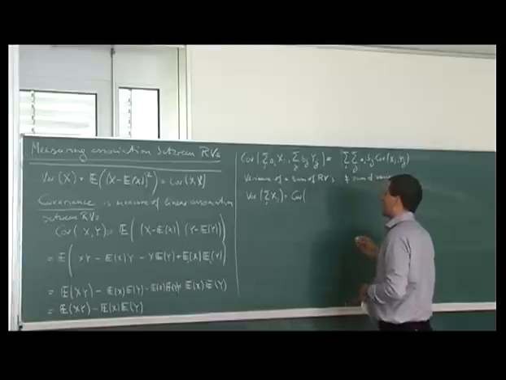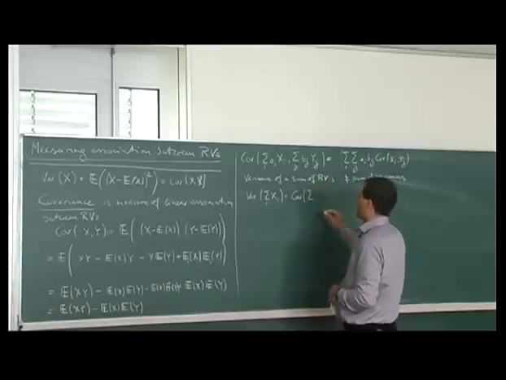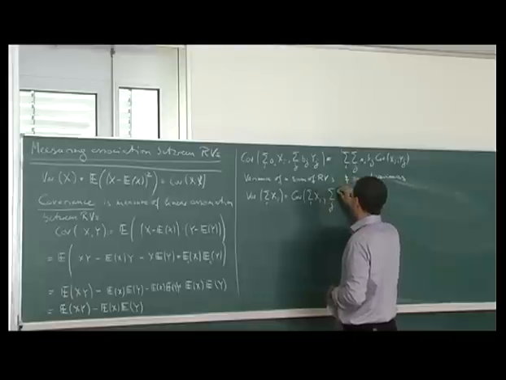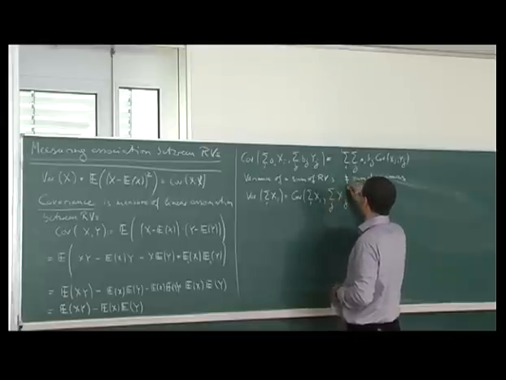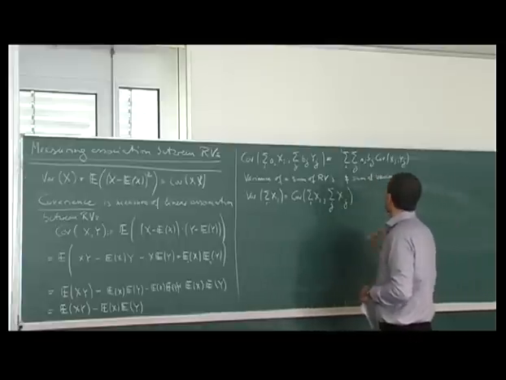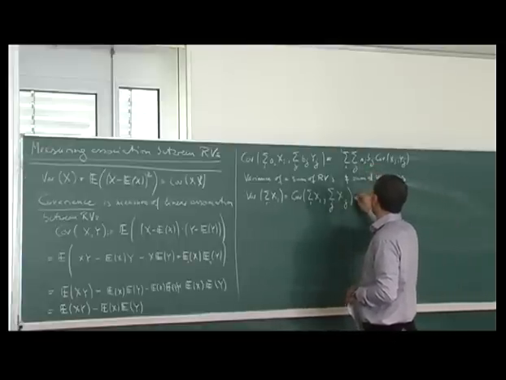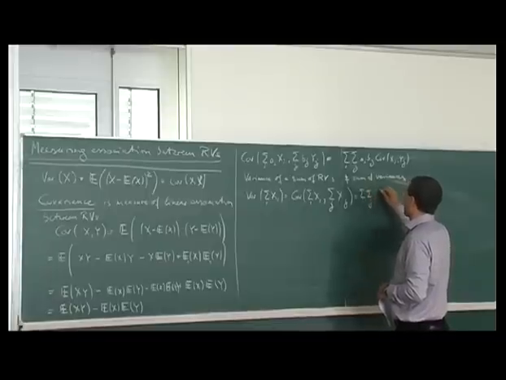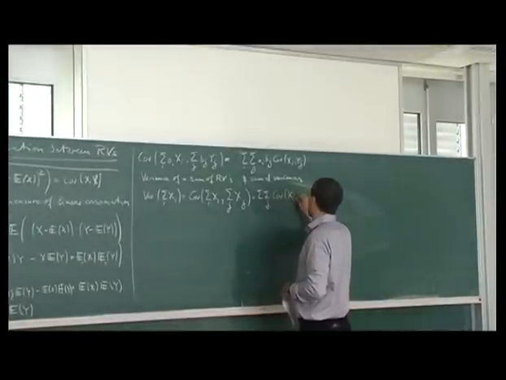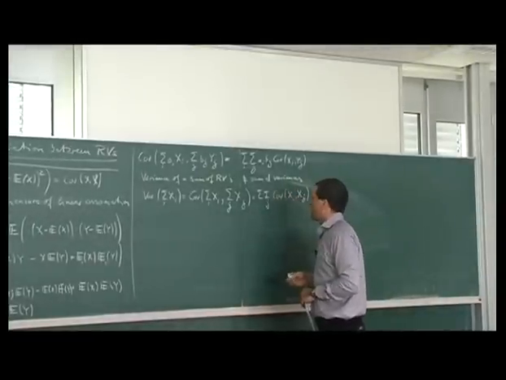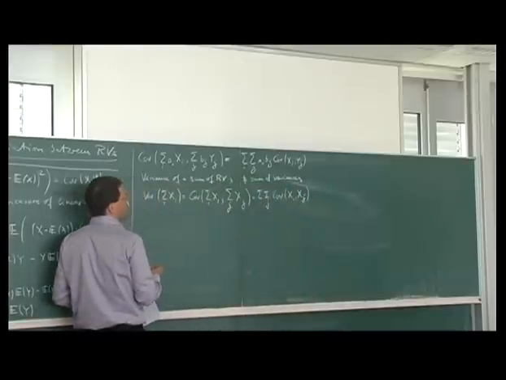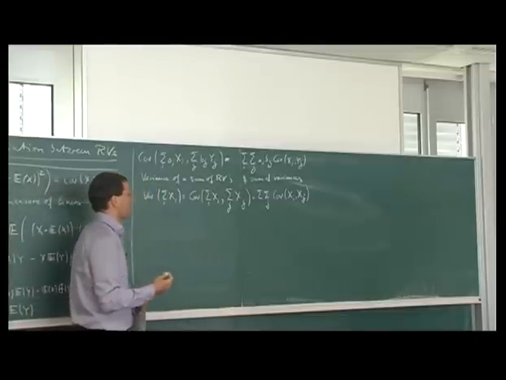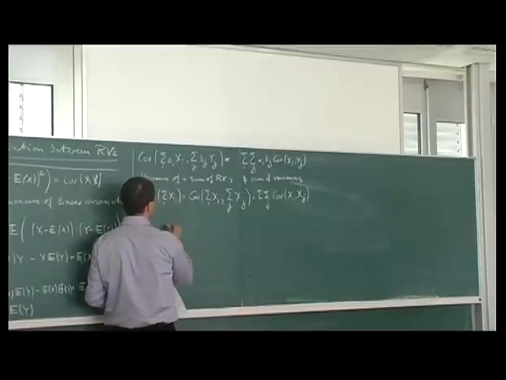I can rewrite as the covariance of the sum of random variables with itself. But I'm using a different index now so that we can distinguish these two. Okay, and by the above formula, this is the same as, and we can now single out the diagonal elements and treat the diagonal and the non-diagonal elements separately, keeping in mind that the covariance matrix is symmetric by definition.